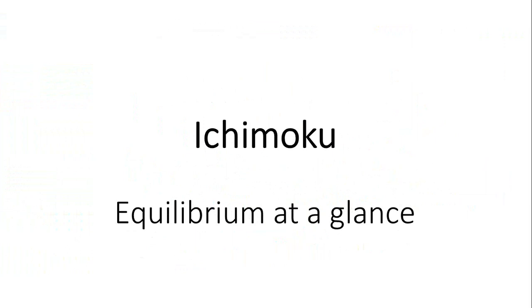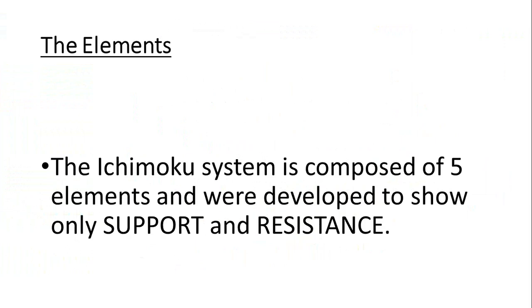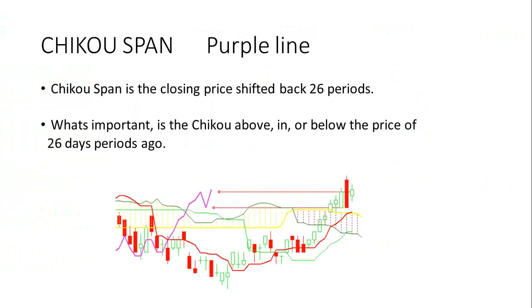But it looks quite messy on the chart, and there is a little bit just to clear up about what it actually does. Ichimoku is essentially a support and resistance trading method. So we're quite interested in support and resistance from a technical analysis point of view. The Ichimoku system is composed of 5 elements that were developed to show support and resistance. That's all it does. It shows support and resistance using 5 different elements.